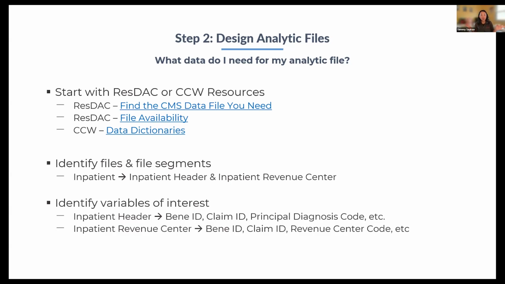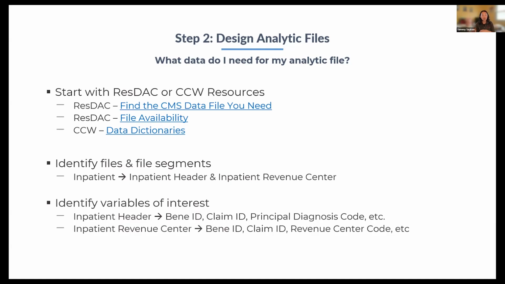So we've gone through the ResDAC and CCW resources, right? We think about what files we want. That's this secondary bullet point here, where we know, okay, we want the inpatient file, but we also want to think about file segments. Beth talked a little bit about this. When you get the inpatient, you don't get a single inpatient file. There's a header, a revenue center, an occurrence file, and so on. So in this sense, we want the inpatient header and the inpatient revenue center.